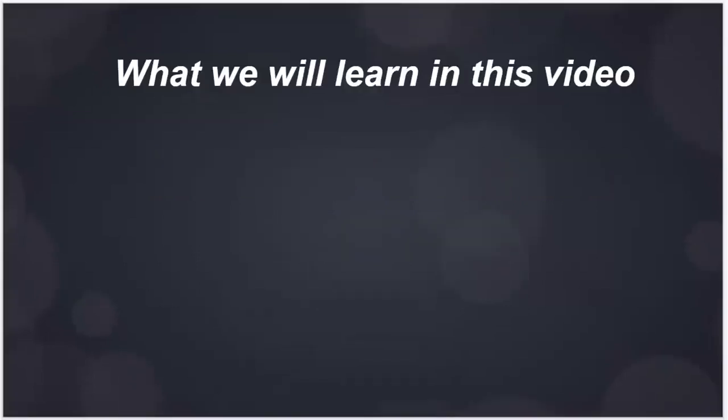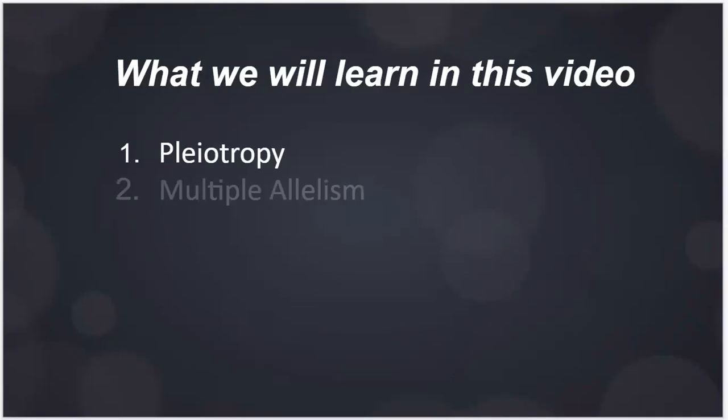In this video, we are going to see another example of variations from Mendelian genetics. The earlier two examples were complete dominance and incomplete dominance, which were discussed in the earlier video. Now, in today's video, we are going to see the remaining two examples, that is pleiotropy and multiple allelism. Okay, so let's begin straight away.